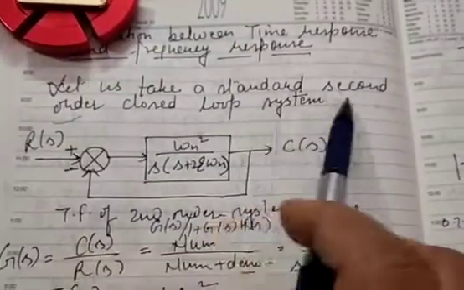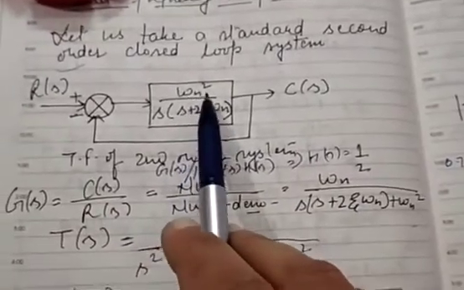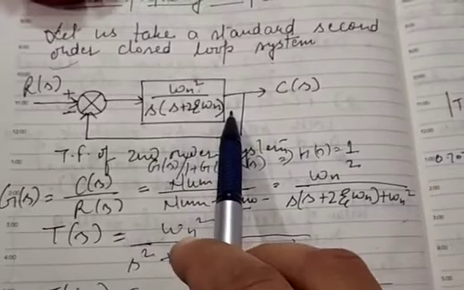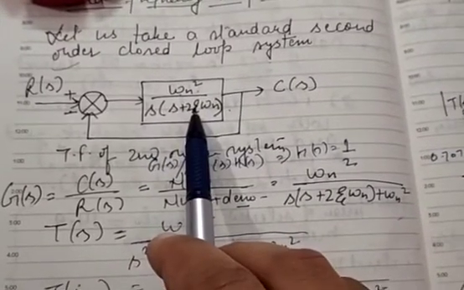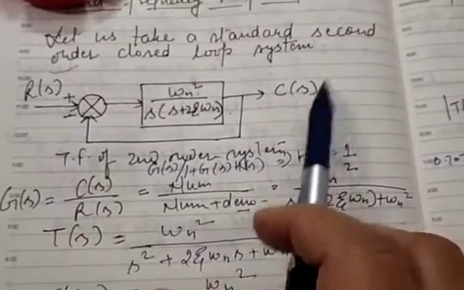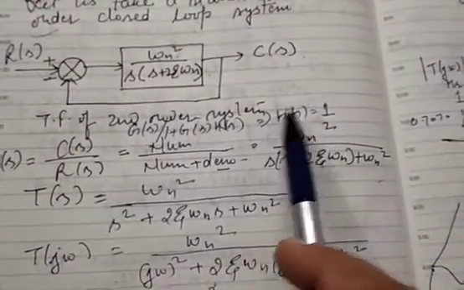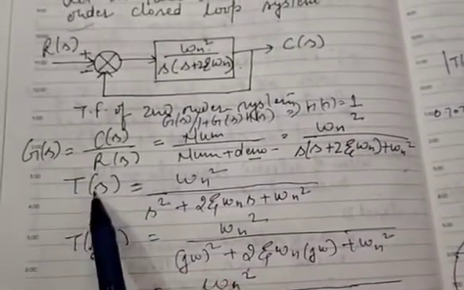So let us take a standard second order closed loop system with transfer function omega n square by s into s plus 2 zeta omega n. Omega n is the frequency and zeta is the damping ratio, R(s) is the input and C(s) is the output. So the transfer function of a second order closed loop system, we represent it either by G(s) or T(s).